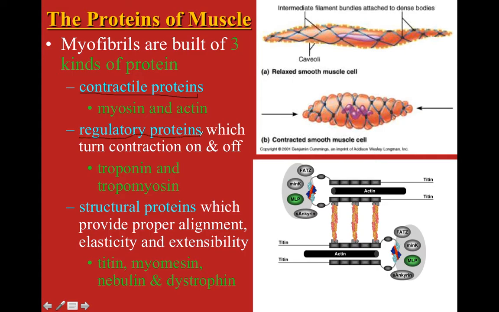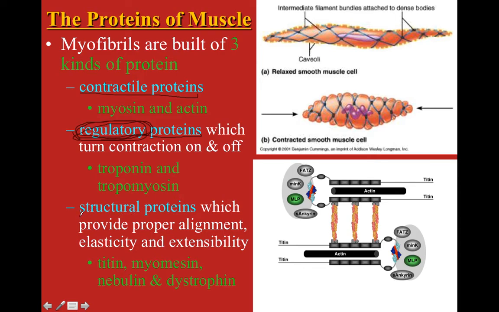Regulatory, remember that whole big H word we learned at the beginning of the year, helps with regulation. So regulatory proteins would be to maintain homeostasis, right? They turn contraction on and off, which are your troponin and your tropomyosin.